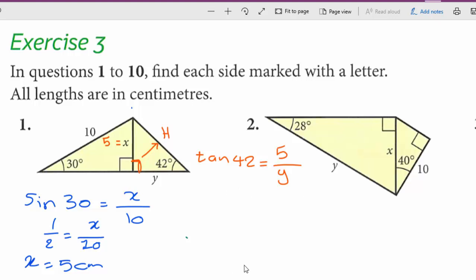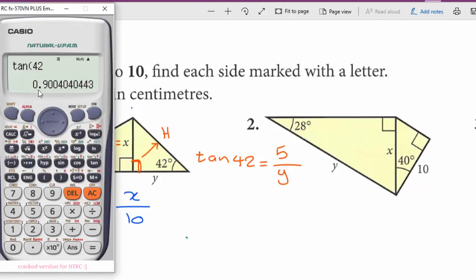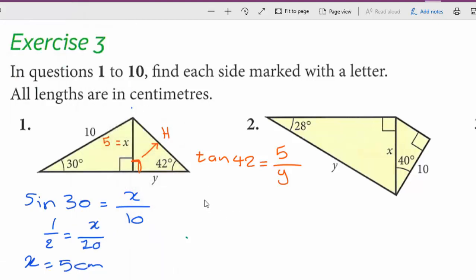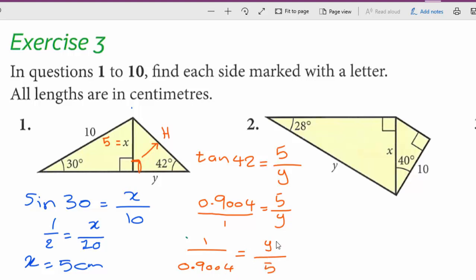Now using a calculator, tan of 42 is equal to 0.9004. So 0.9004 is equal to 5 over y. As we studied while making subjects, if we want to make y the subject in this equation, we need to flip both sides. The denominator of this one is 1. Flip them. We will have 1 over 0.9004 is equal to y over 5. Now, to have y alone on this side, we need to multiply both sides by 5.